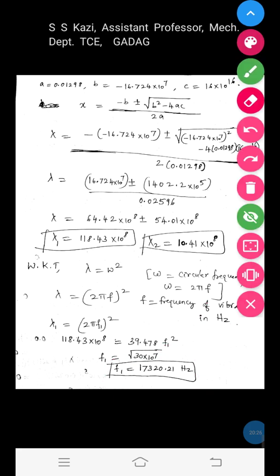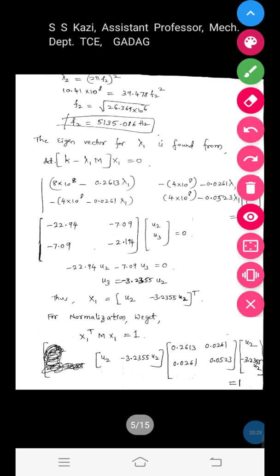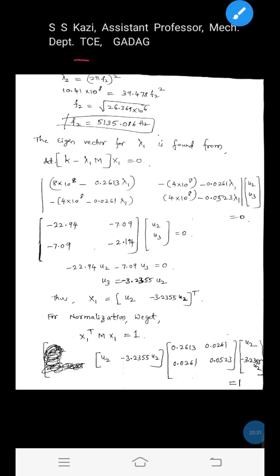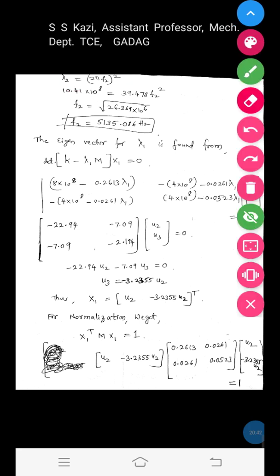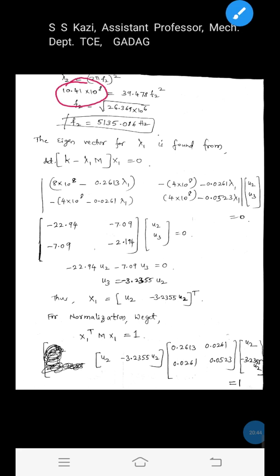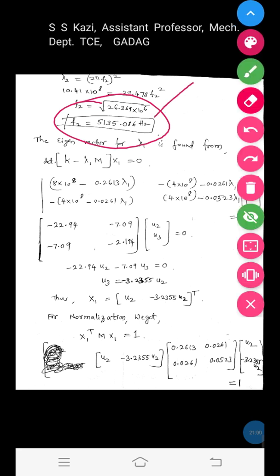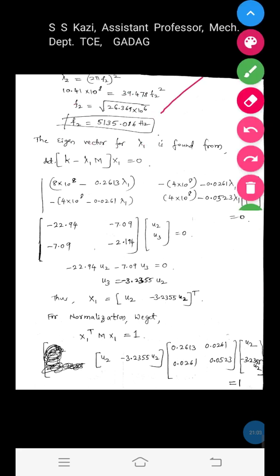Next, the second natural frequency we will find from the second eigenvalue lambda 2. Lambda 2 is equal to omega 2 square, where omega 2 is 2 pi f2 whole square. Substituting lambda 2, which we got as 10.41 into 10 raised to 8, equal to 39.478 into f2 square. If you solve for f2, the second natural frequency of the vibration is 5135.086 hertz. These are the natural frequencies of the vibration we have found.